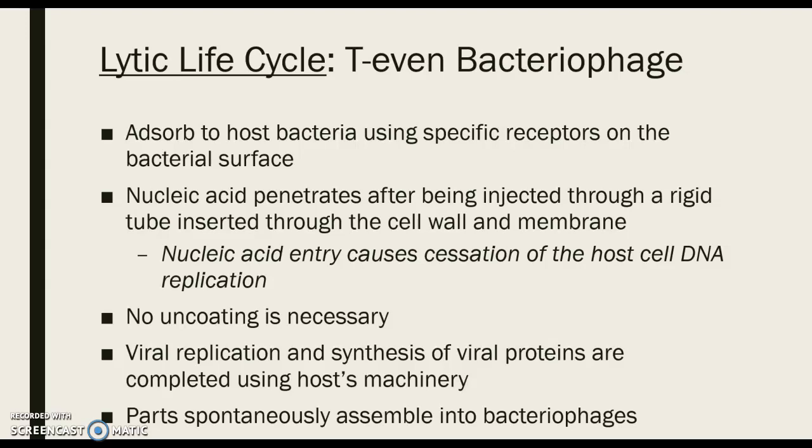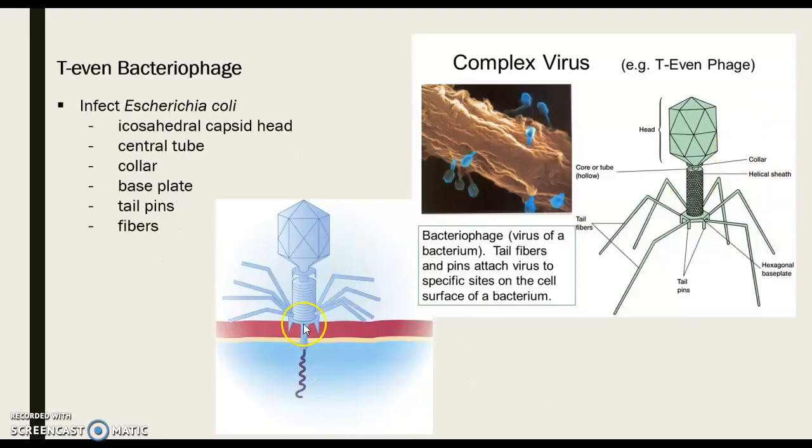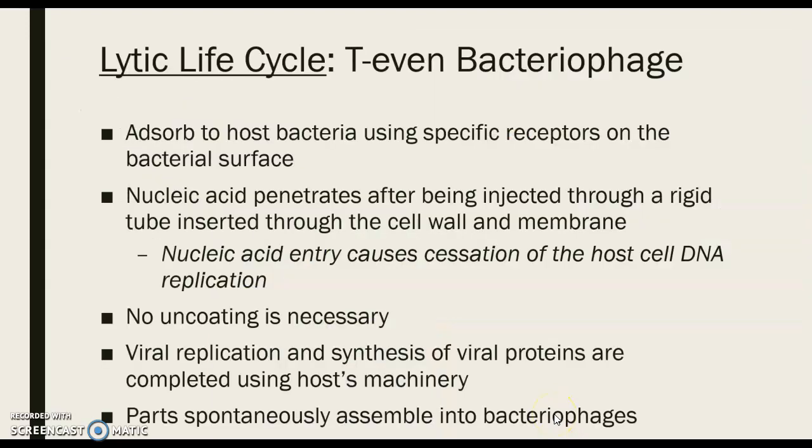So I think of this T-even bacteriophage as, when we go back to the picture, it comes in contact with the cell and then pops itself down into the cell membrane or cell wall and injects its DNA into that cell. Okay, so the nucleic acid penetrates after being injected through that tube. The nucleic acid entry causes cessation of the host cell DNA replication. So that entry of the T-even bacteriophage makes the host cell stop replicating its own DNA.